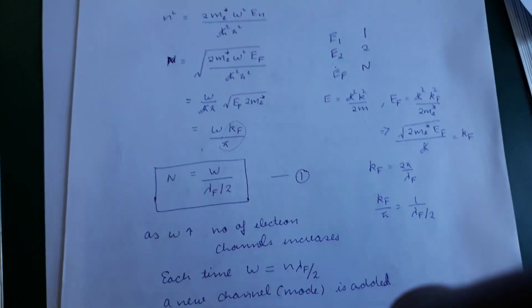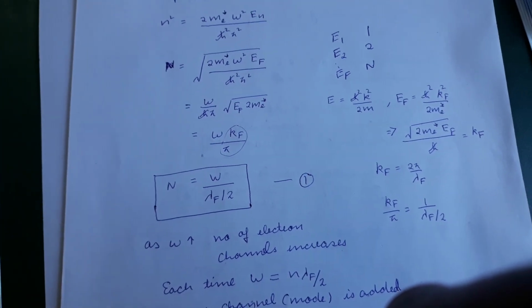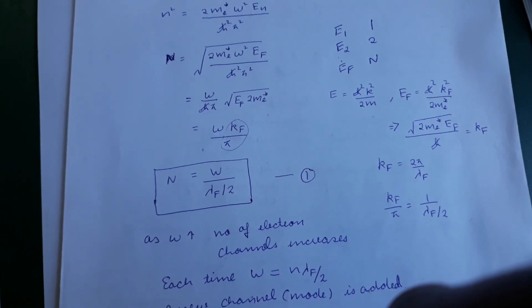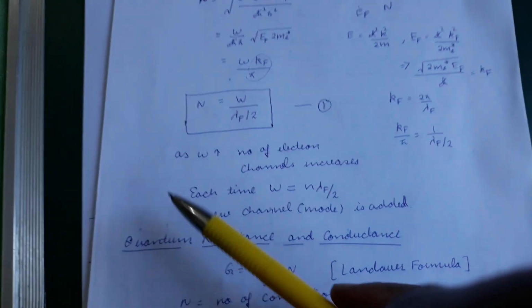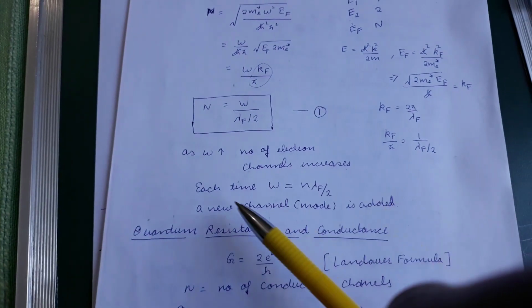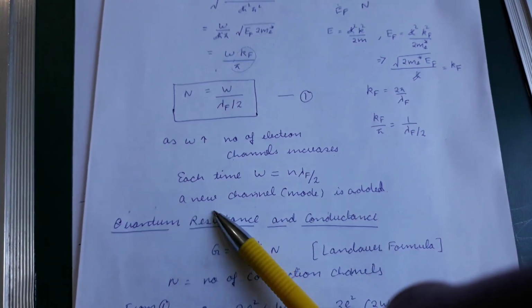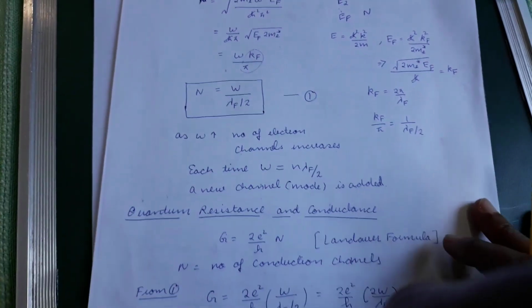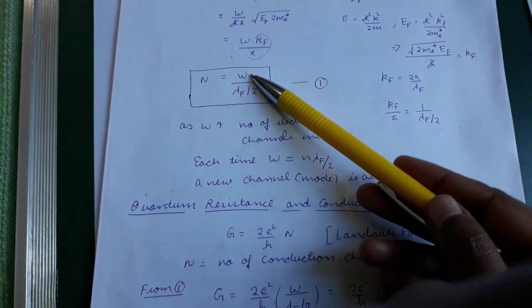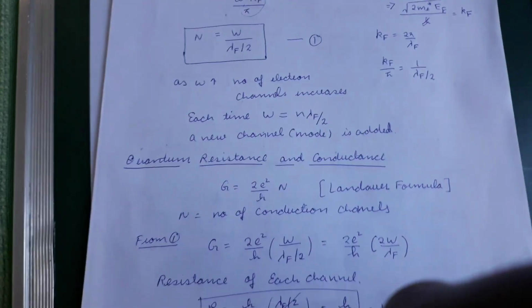So you require this W to be a multiple of lambda F, the Fermi wavelength, upon 2. Here we are considering the Fermi wavelength because the de Broglie wavelength of the maximum energy electron is actually the Fermi wavelength. As W increases, the number of channels will also increase, and each time the thickness is of the order of lambda F upon 2, a new channel is added. So it means that it will be discrete. If the thickness increases in a discrete manner, additional channels will be added.